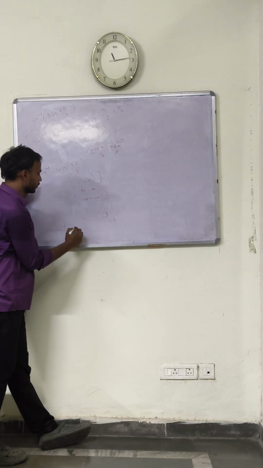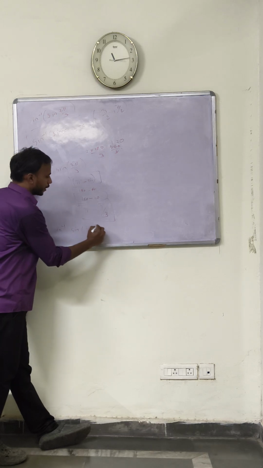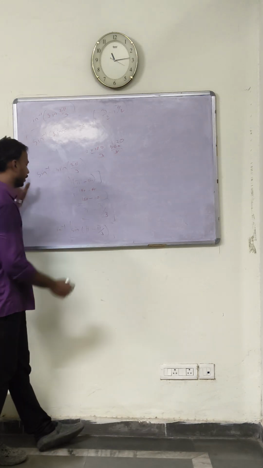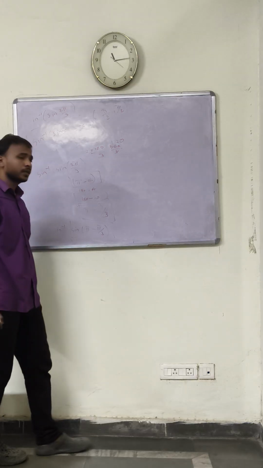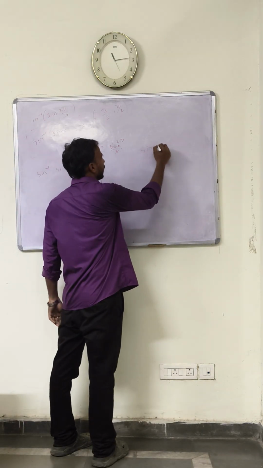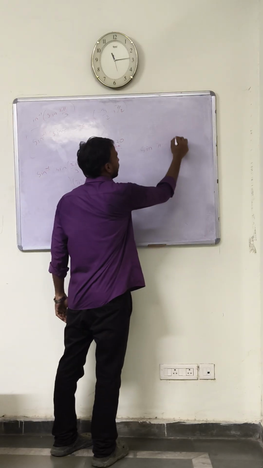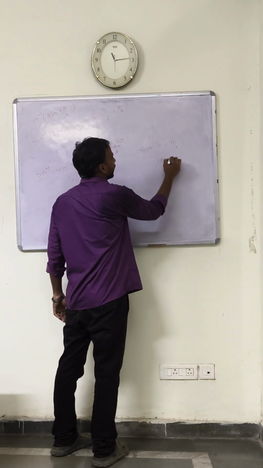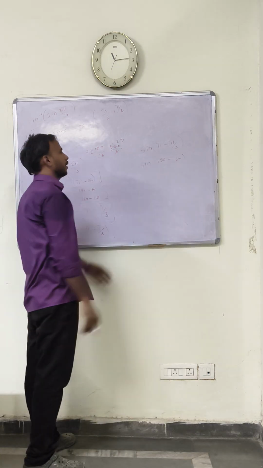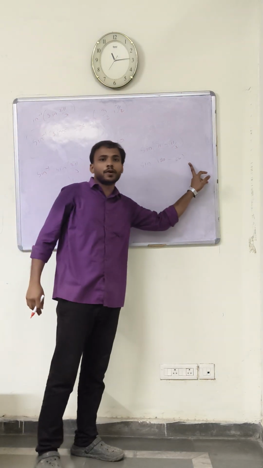Sin inverse of sin pi minus pi by 3. Now you identify the value of sin pi minus pi by 3. What is the value? Sin pi minus pi by 3 equal to 180 minus 60. Sin anything fine. Now a minus b form.